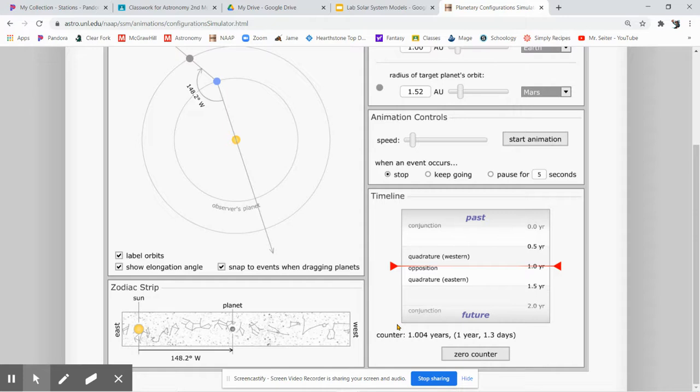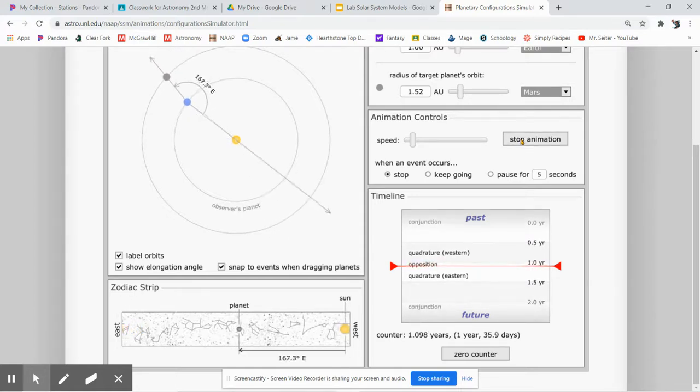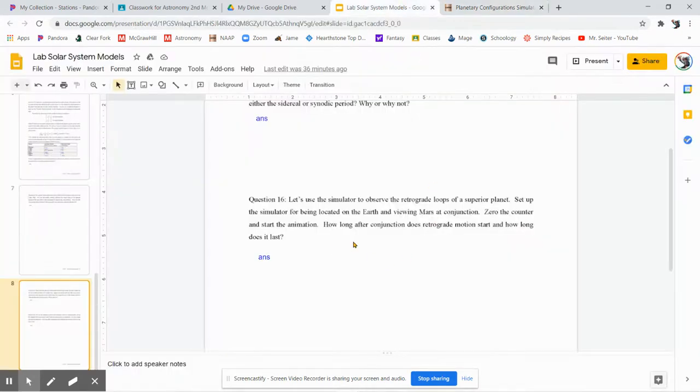And it says, how long does this last? So 0.954, or whatever that number was we just had. And let's start going the other way right there. So you're going to subtract those numbers to find out how long it stays in retrograde. How long after conjunction does retrograde motion start, and how long does it last? Sentence form answer. And folks, we are done with this lab.